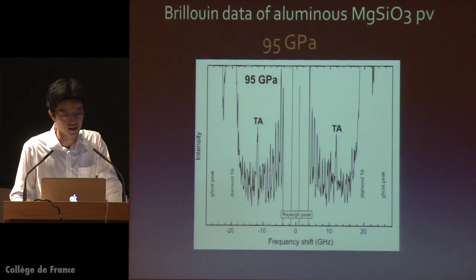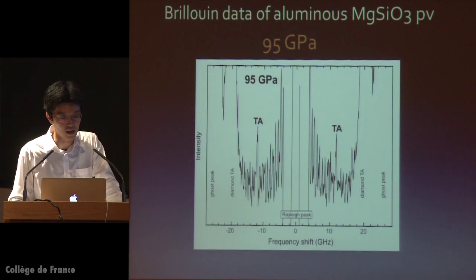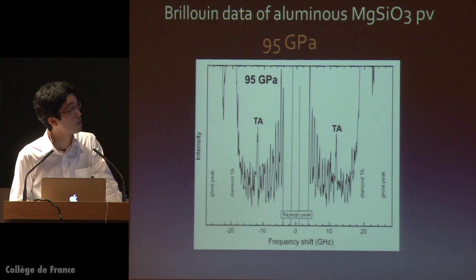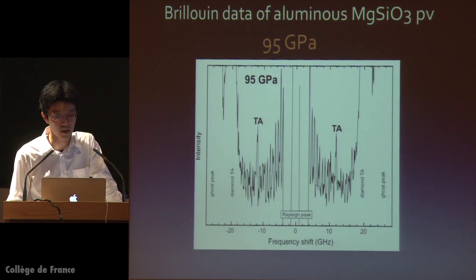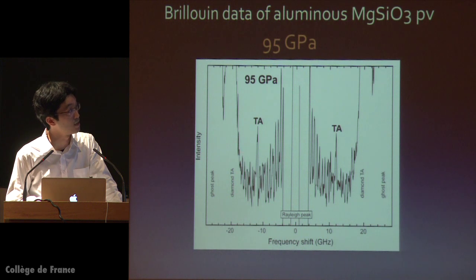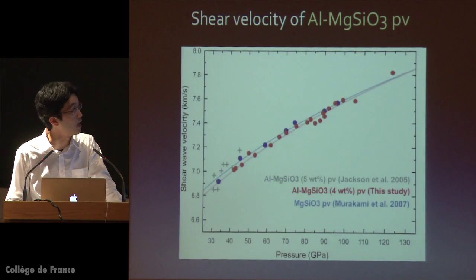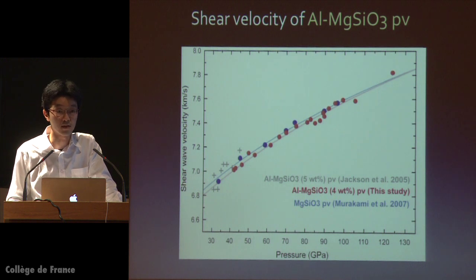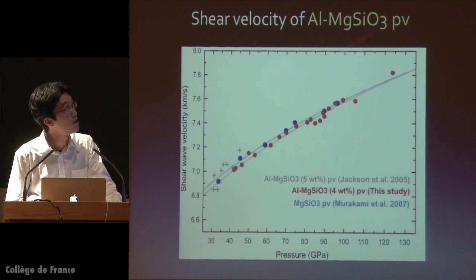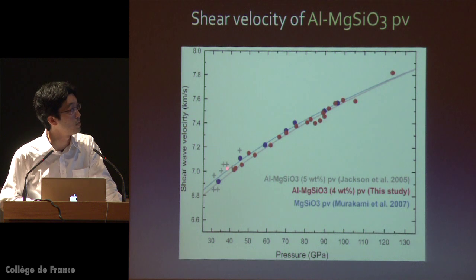So this is a representative Brillouin spectrum of the aluminous perovskite at 95 GPa. And you can easily recognize the very sharp peaks from the transverse acoustic mode from the sample here. So this is the result of the shear wave velocity profile for aluminous perovskite labeled by red, together with pure MgSiO3 perovskite labeled by blue.